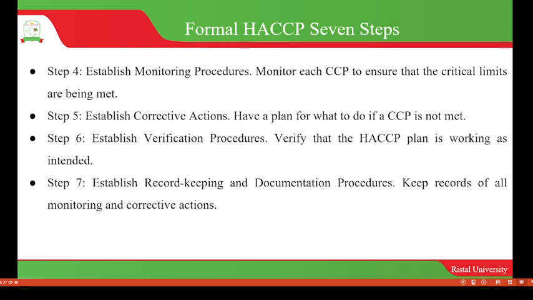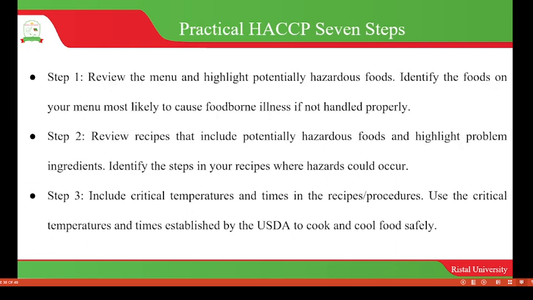So having known these formal 7 steps of hazard analysis and critical control points, then we can look at how we can apply these formal steps in a practical setting or in a non-commercial setting. These steps simply follow the ones in the formal. We are just applying the knowledge that we have got in the formal to a practical situation.